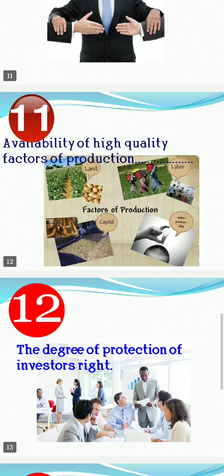The next one is availability of high quality factors of production. Whenever we consider investment, first of all our focus will be on the production part, isn't it? How will production happen to a high extent? Until and unless we get a good amount of factors of production, we cannot have sufficient production. Whenever we get a high amount of factors of production, we will get a high amount of production.